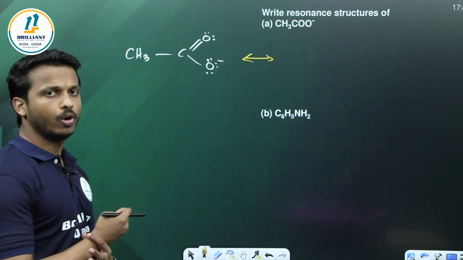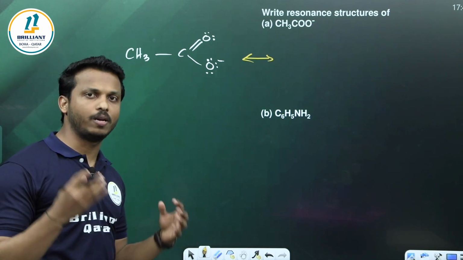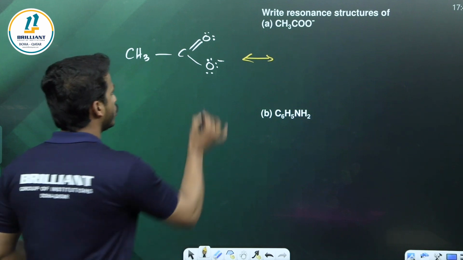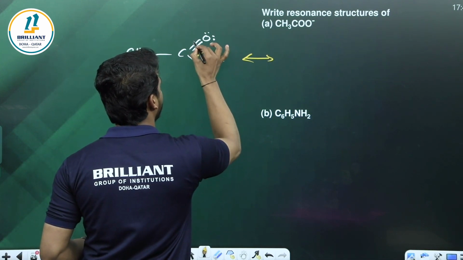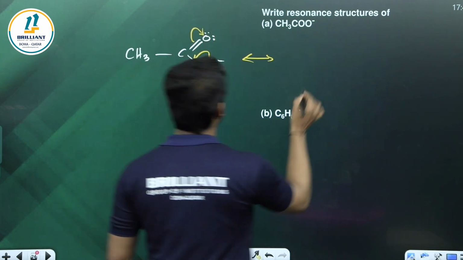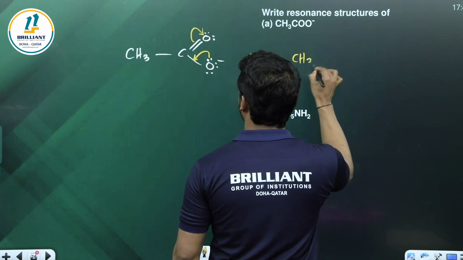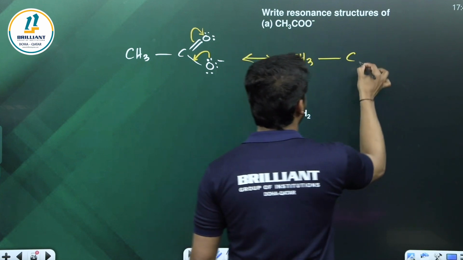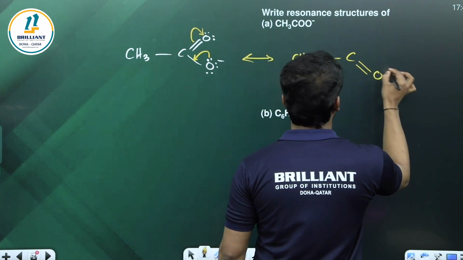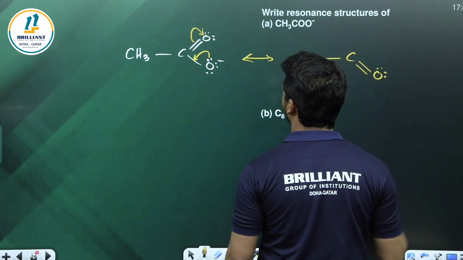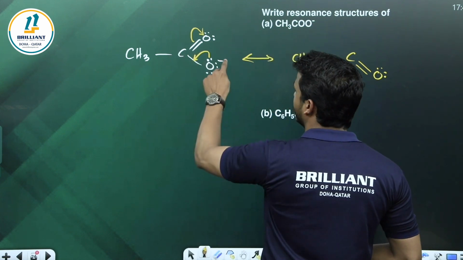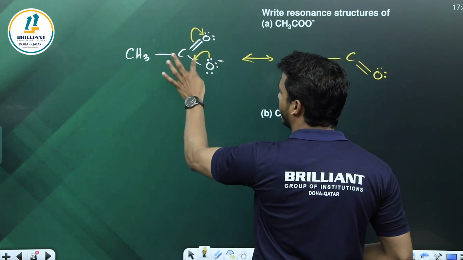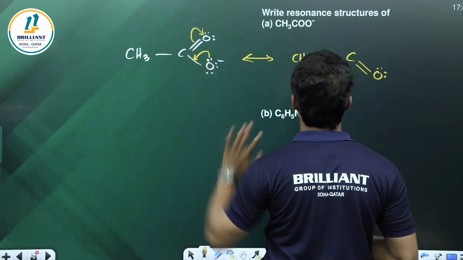So dear all, what is meant by resonance? Movement of pi electrons. In order to move this pi electron, this lone pair becomes a bond and this bond becomes a lone pair. So how can we draw that structure? CH3 as it is, C. This side becomes a double bond, right? This side becomes a double bond and this lone pair is already given, and the negative charge becomes neutral, because it has given a lone pair, positive and negative become neutral.